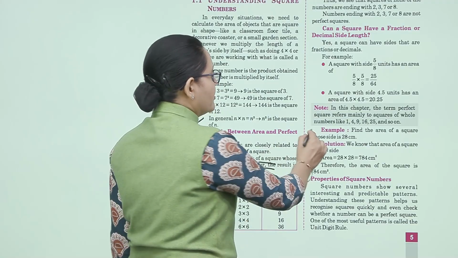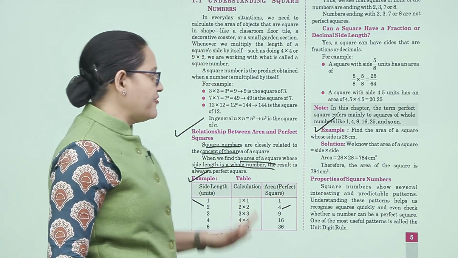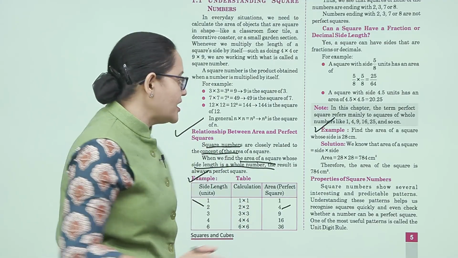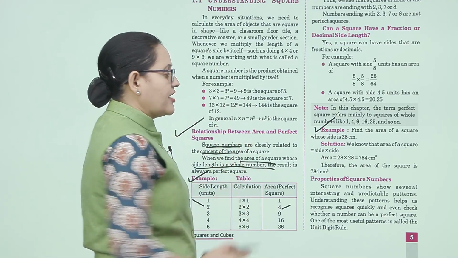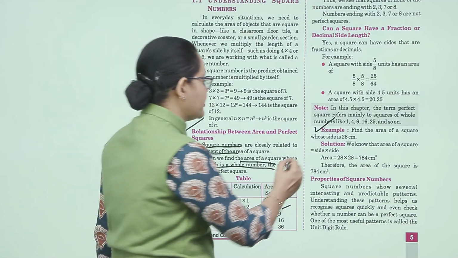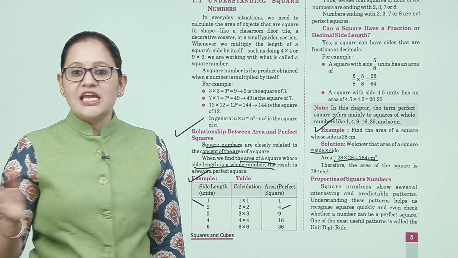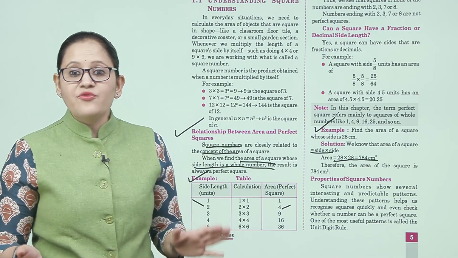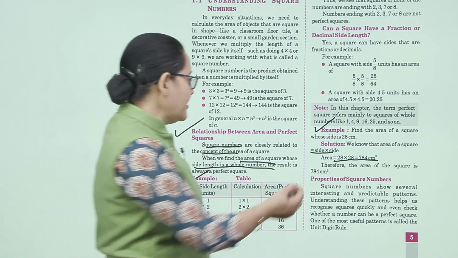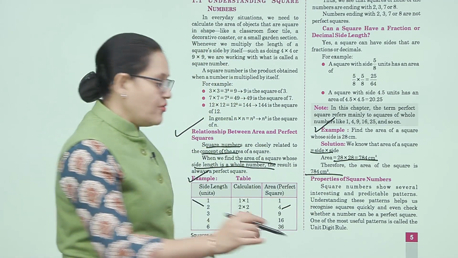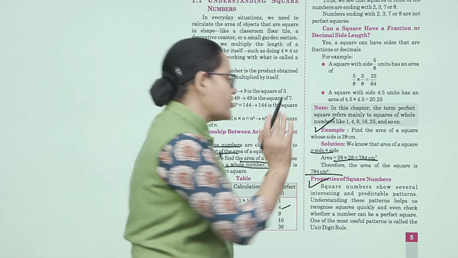Now suppose we take an example: find the area of a square whose side is 28 centimeters. The side is given to us, we have to find the area. We know the area of a square is side into side. So 28 into 28 equals 784 centimeters square. Therefore the area of the square will be 784 centimeters square.